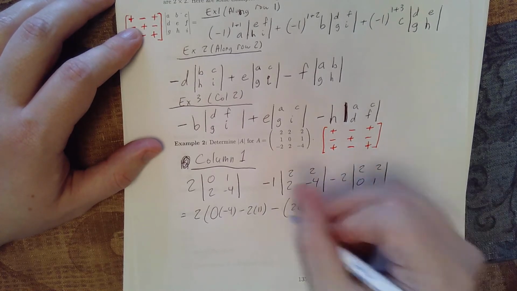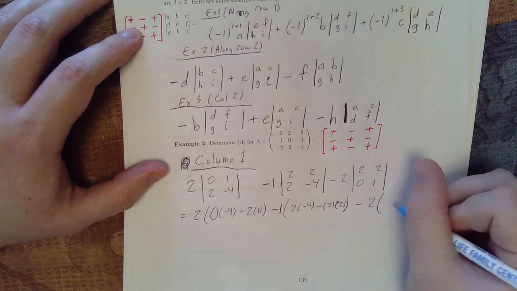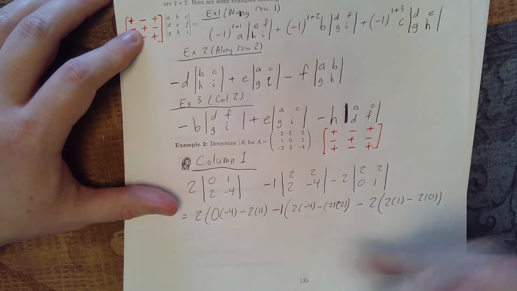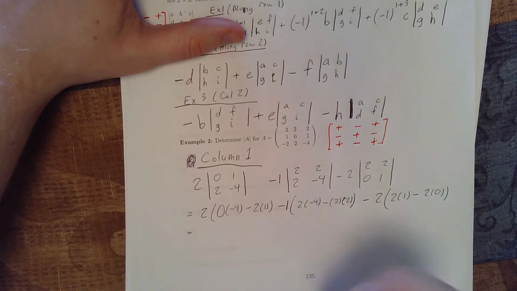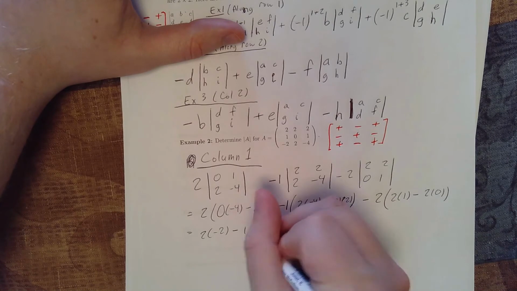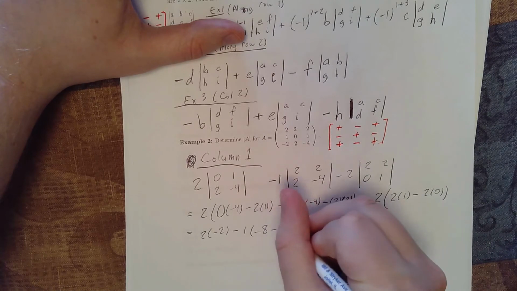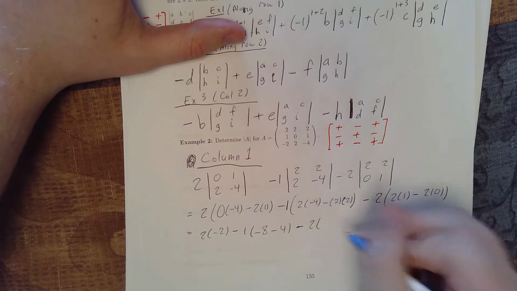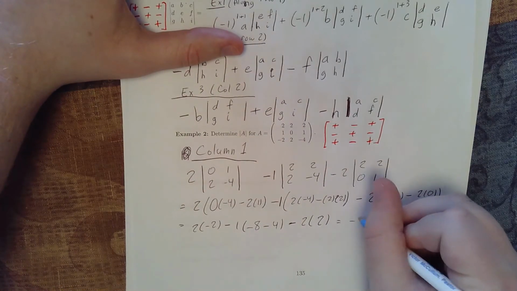It'll be very tricky to keep track of all of your signs as you do all of this. Please be careful. Times -2 times 2 times 1 minus 2 times 0. Okay, so simplifying all of that, we get 0 minus 2, so we have 2 times -2 minus 1 times, this will be -8 minus 4 minus 2 times 2 minus 0, so just 2. So this will give us -4.